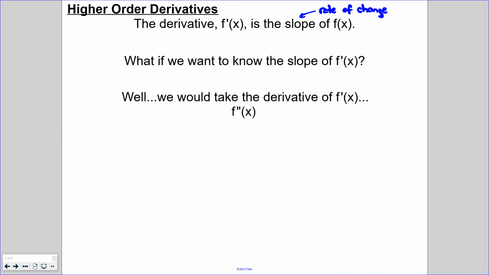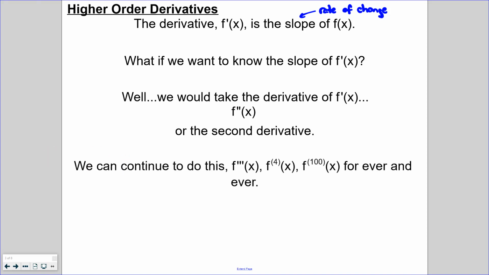So we would have f double prime of x, and this is also referred to as the second derivative. And again, it's denoted by having those little 2 prime marks instead of just 1. Well, can we take the derivative of the derivative of the derivative? And the answer is yes. We can continue to take the derivative of derivatives and keep finding the rates of changes of the derivatives, or of those slopes.